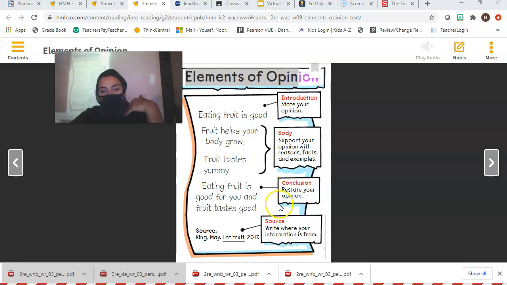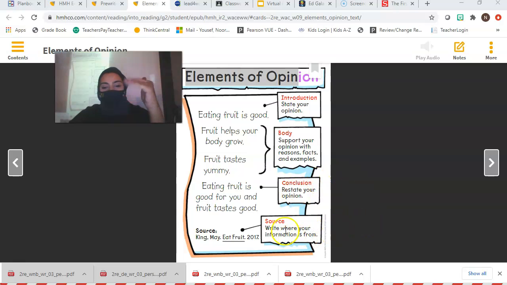And then a conclusion, restate your opinion. You're just going to re-say your opinion. My opinion is eating fruit is good, so you're going to restate your opinion saying eating fruit is good for you and fruit tastes good. So if I restate my opinion after writing about why Miss Yusuf is the best teacher at John Massou Academy, when I write my conclusion, all I have to do is repeat my introduction, which is Miss Yusuf is the best teacher at John Massou Academy.